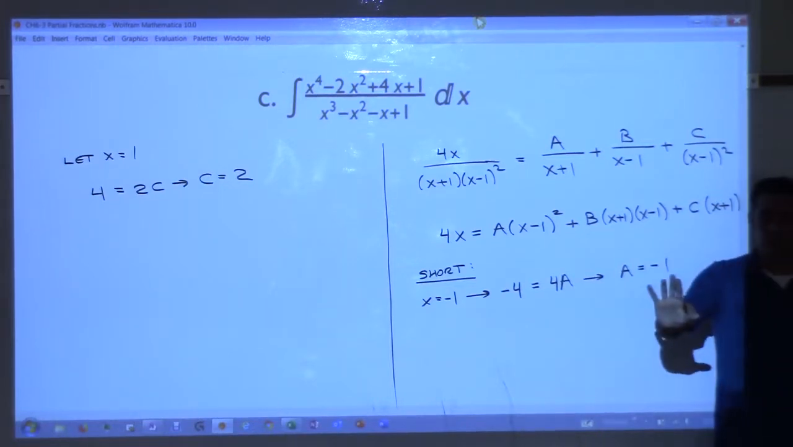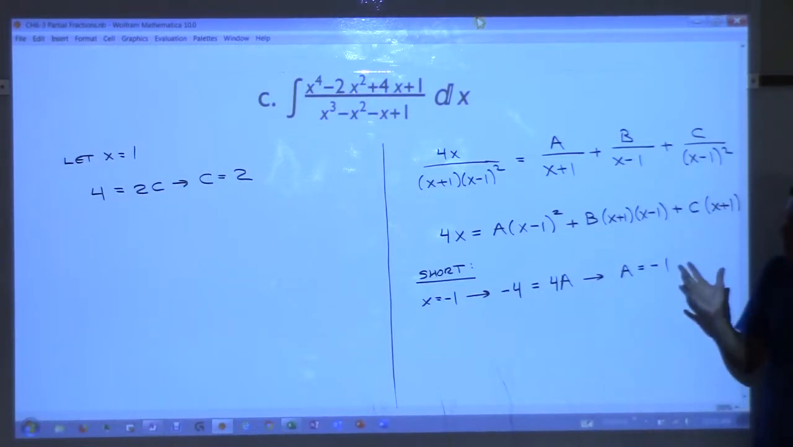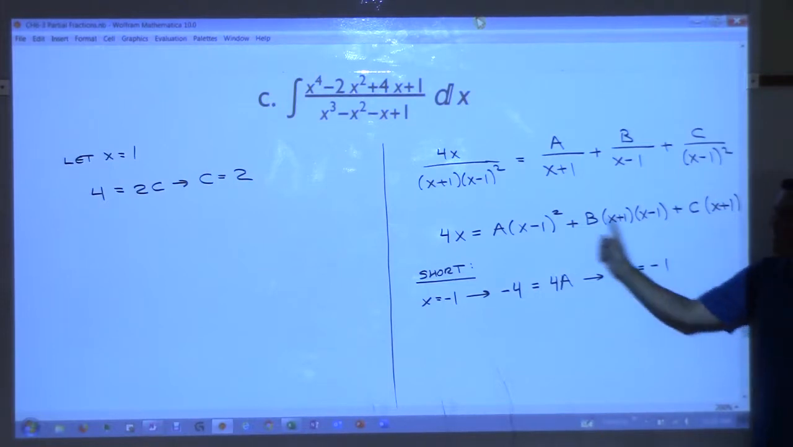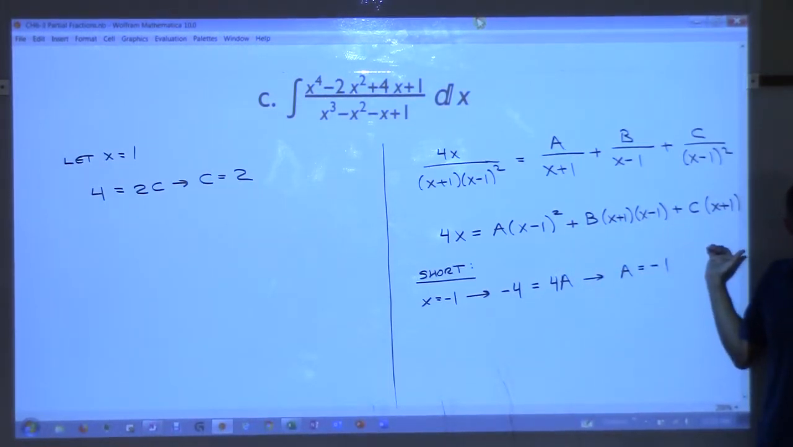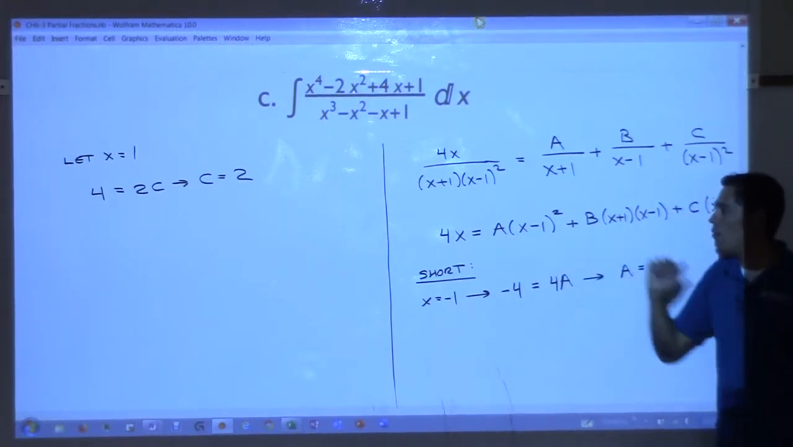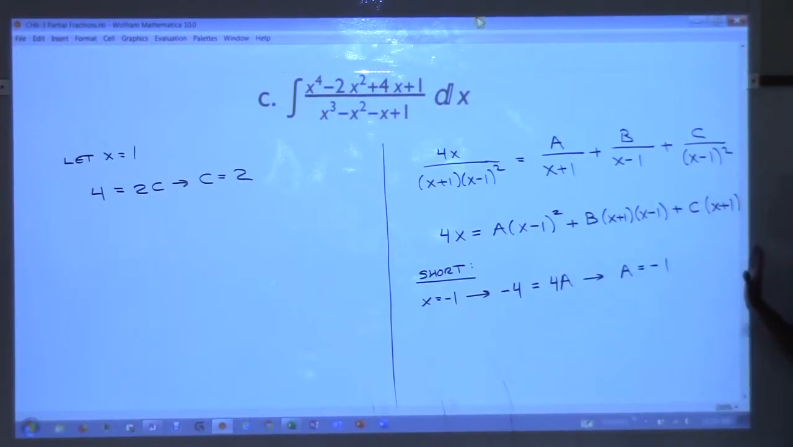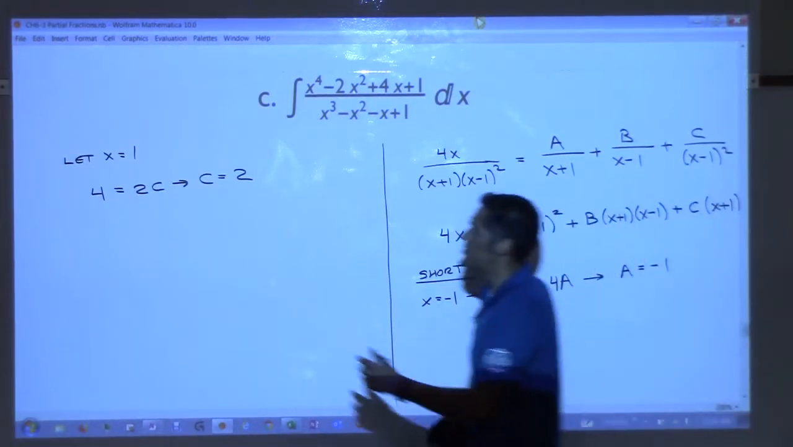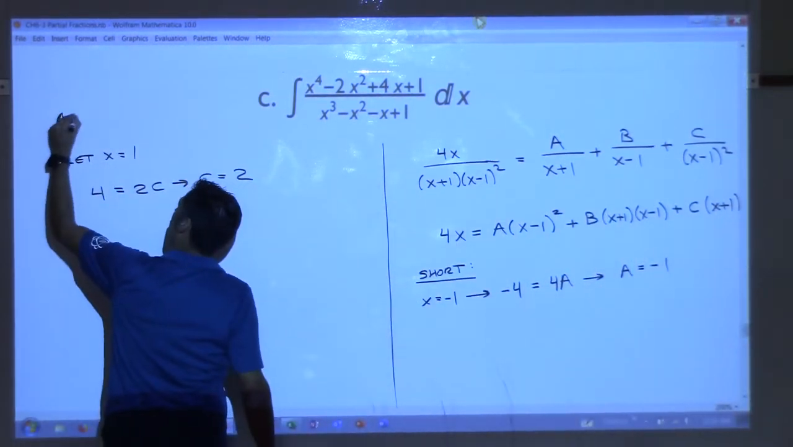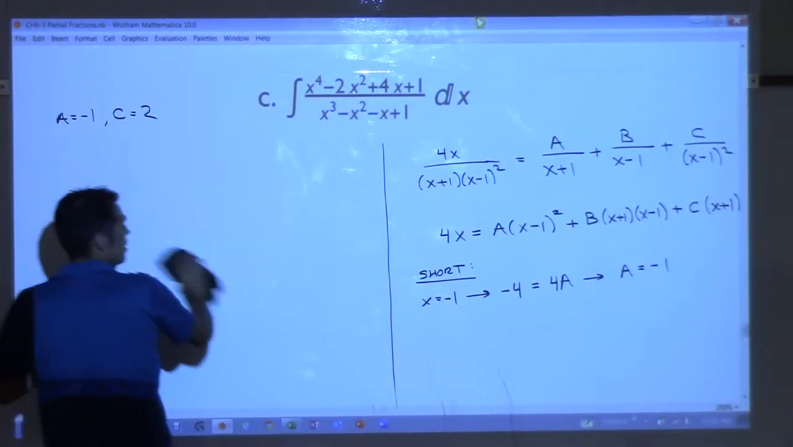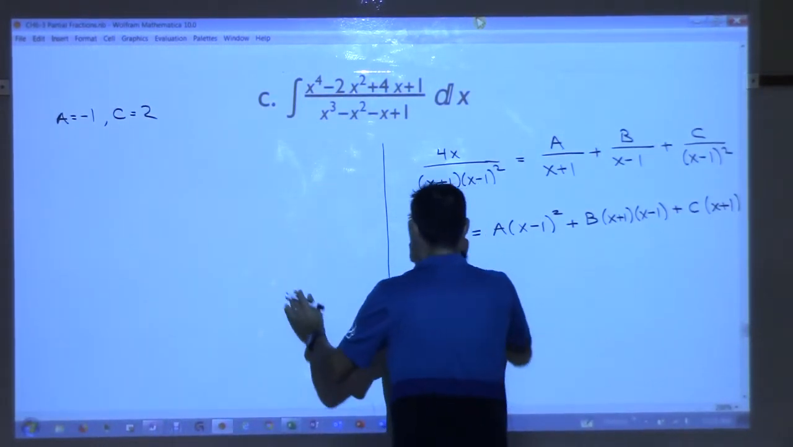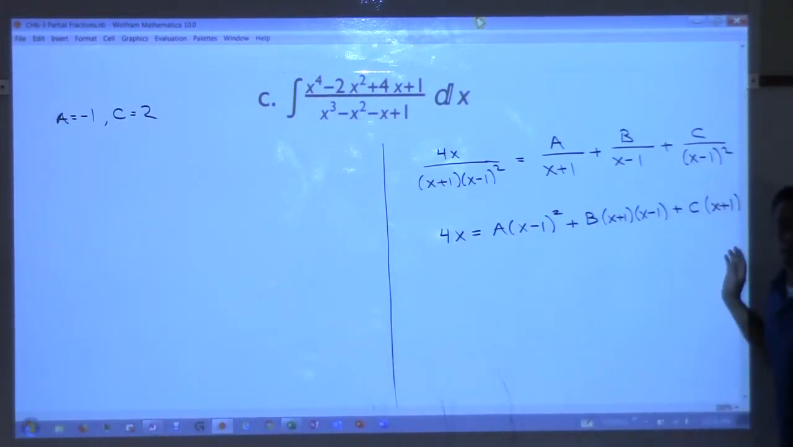Here's why. Because there are problems out there where you can't isolate any of them. Like you can never kill off one of them. Or, you know what I'm saying? Like you can't ever figure out what A is. So I'm going to keep this in mind that A is -1 and C is 2. Okay, I'm going to keep that in mind, but I'm going to act as if I just did this with the long method, right? So here's the long method.